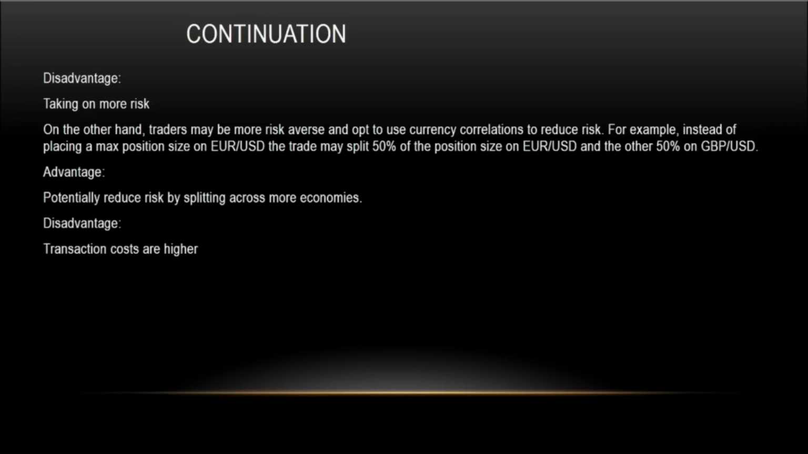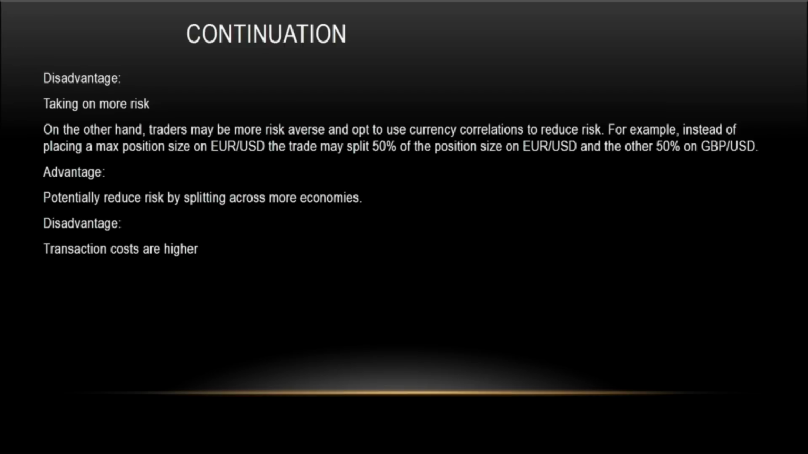So we also do have the disadvantages. The disadvantage is also an advantage. You can take more risk, but it happens that there are certain small factors that can affect that particular trade and end up not going in your direction. On the other hand, traders who are more risk averse may opt to use the currency correlation to reduce risk. For example, instead of placing the maximum position size on Euro USD, the trader may split it, 50% on Euro USD and the other 50% on GBP USD.